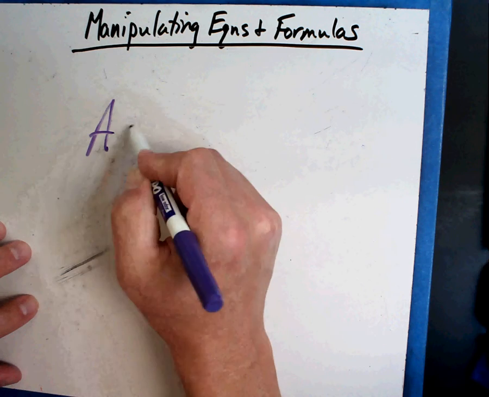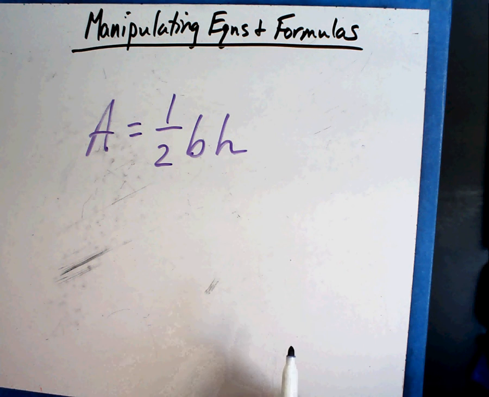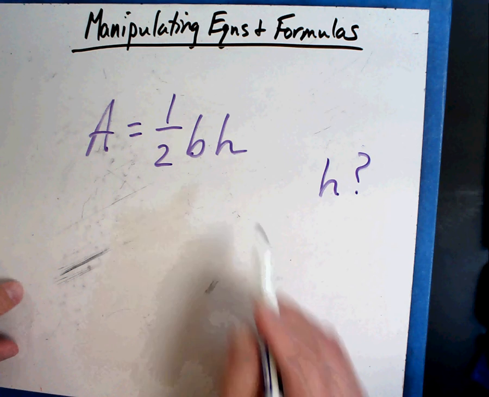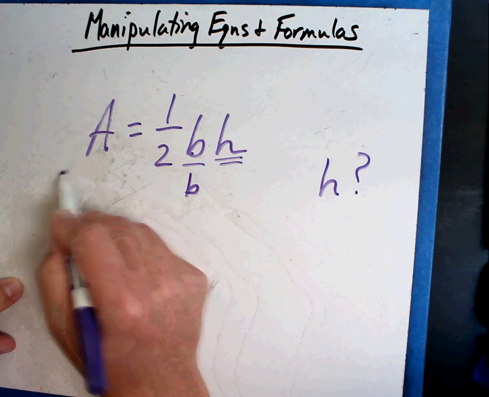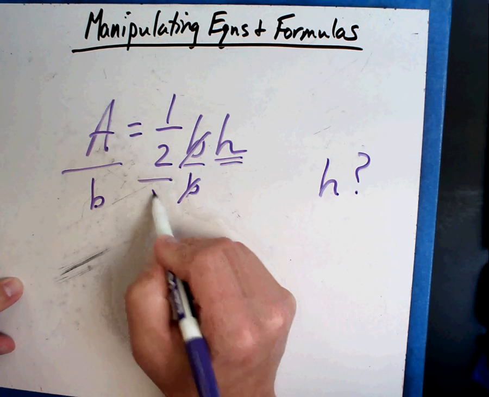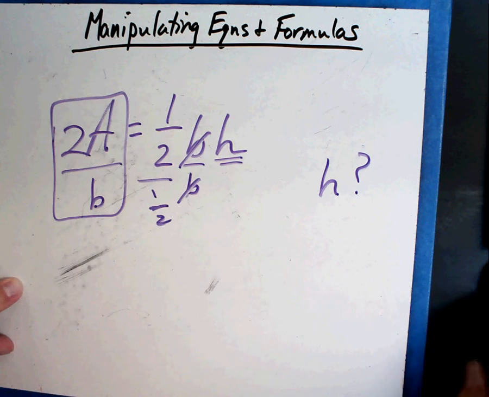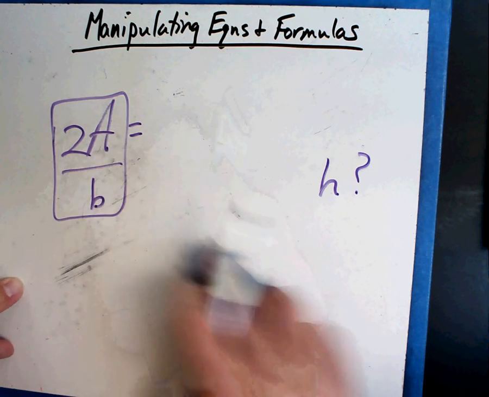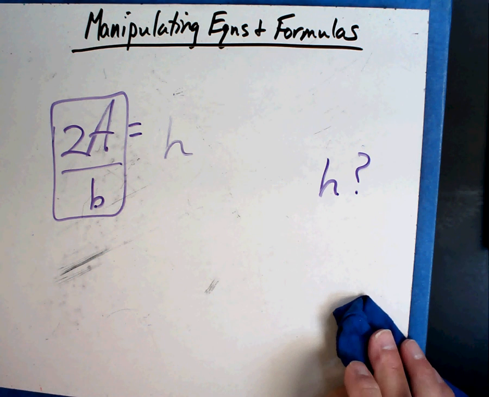Let's try another equation. From geometry, area equals 1/2 base times the height. And we want to solve for the height. All right, so leave it right there. What am I going to do? Divide by base. That's gone. Divide by 1/2. We already learned that. That means multiply by 2 on the other side. There it is. All that stuff disappears. The height is equal to 2 times the area divided by the base. So it's just manipulating variables.